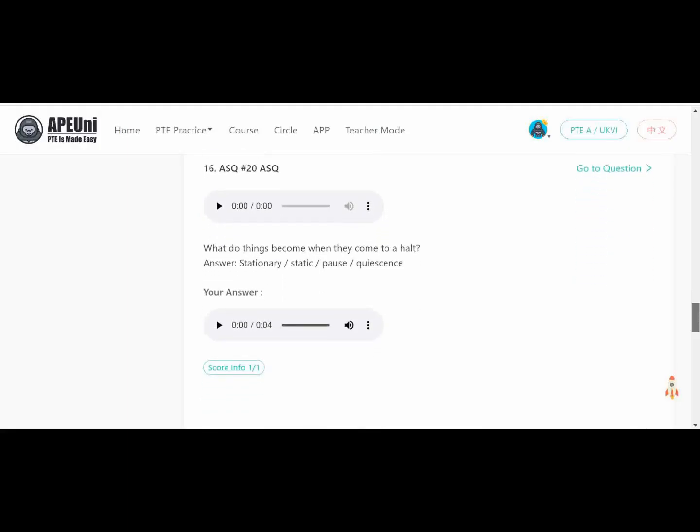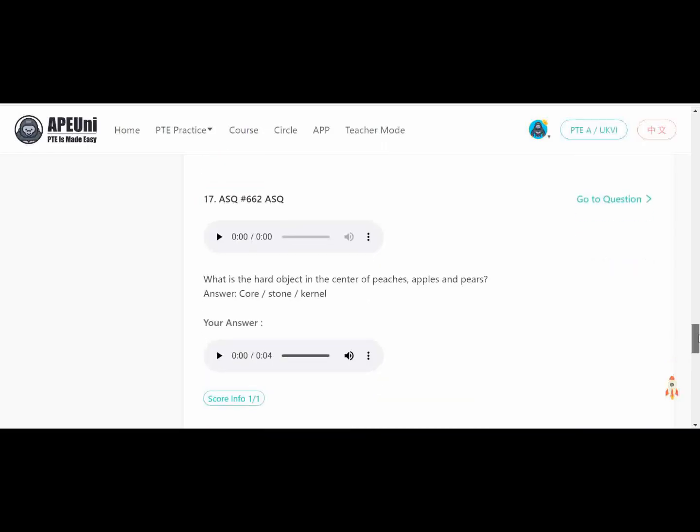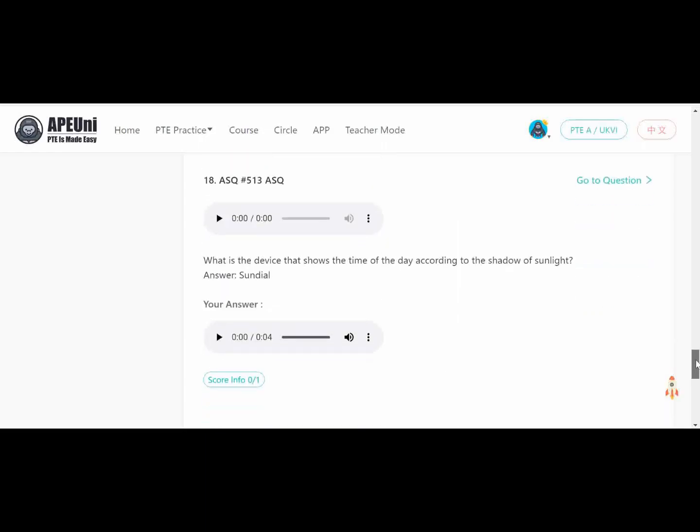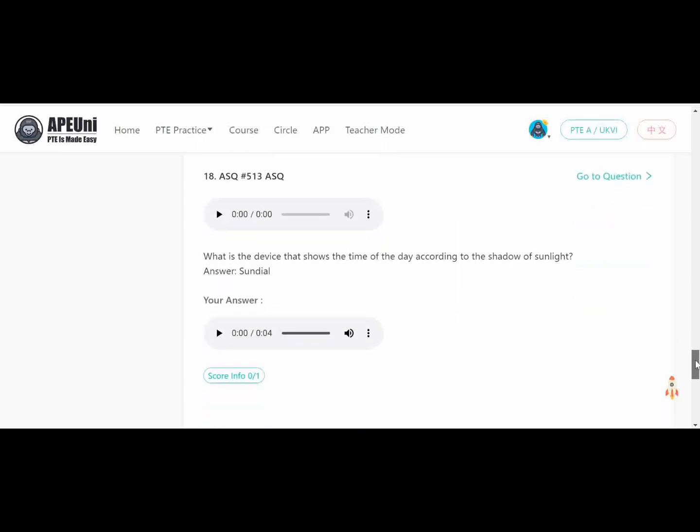And this is what do things become when they come to a halt, that is stationary. And what is the hard object in the center of peaches? Core. And last one is device that shows the time of the day according to the shadow of sunlight. So it's obvious that according to the shadow of sunlight means it's sundial. So let's check the score.